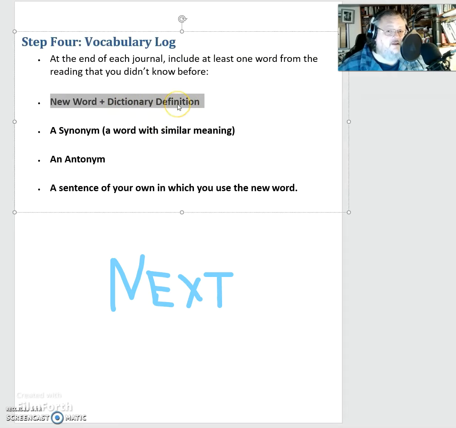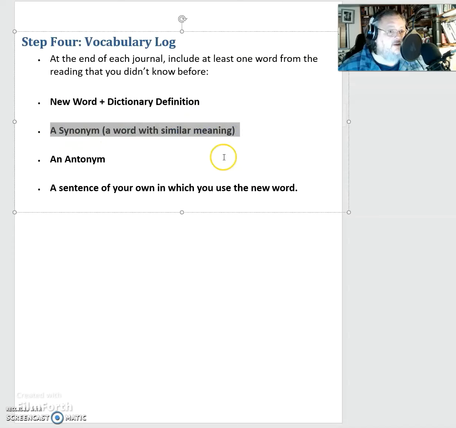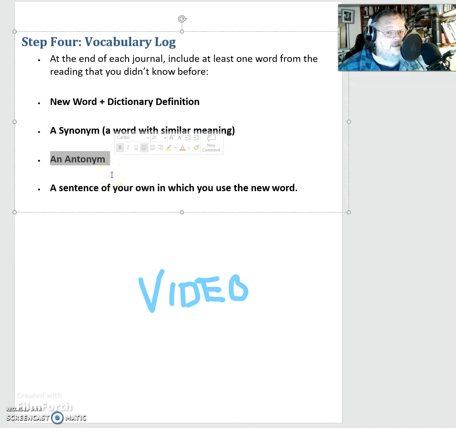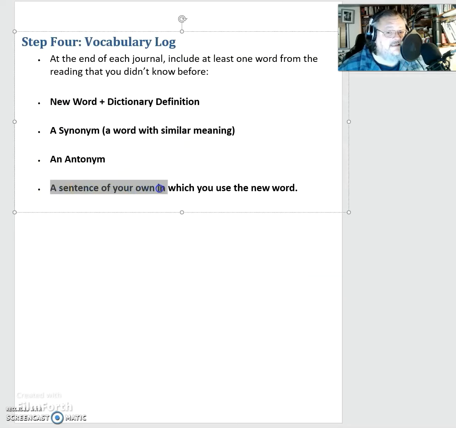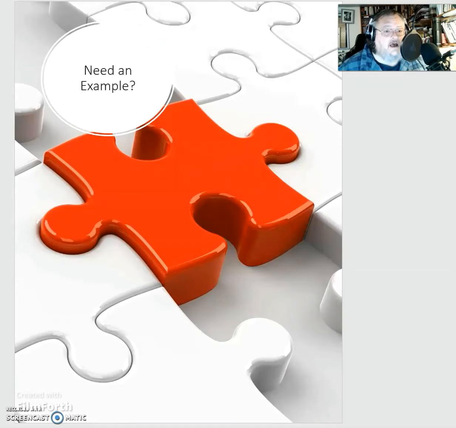Write down the dictionary definition. Write down a synonym, that means a word with a similar meaning. Write an antonym, that is a word with the opposite meaning, and then compose a sentence in your own words in which you use the new word. Okay, that's that. Now, how about an example?